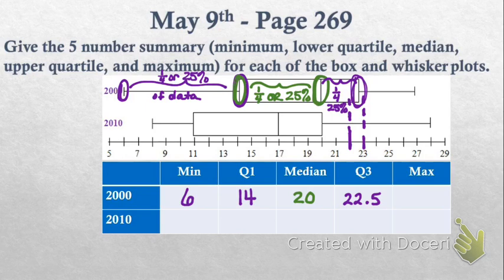And then what is our maximum here? It appears to be about what? 27. And to go from that upper quartile to the maximum, last but not least, would be how much of our data? 1/4, 25% of the data.